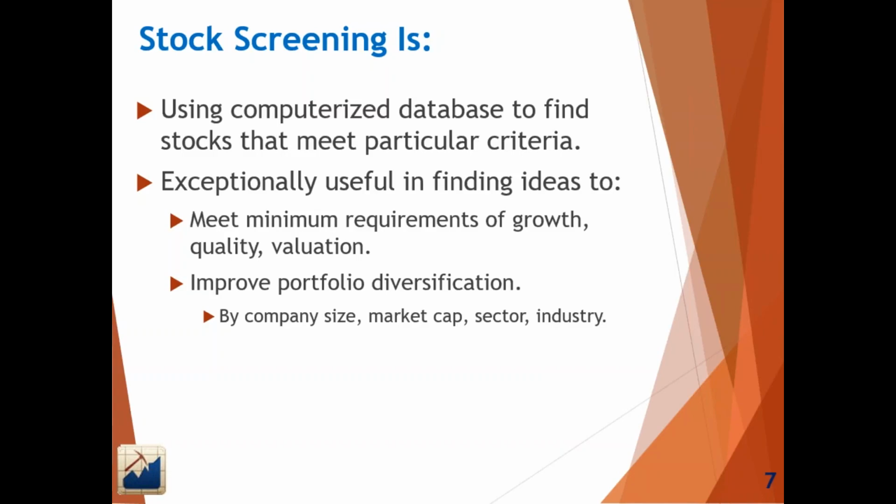But we think that screening tools are especially useful in the Better Investing Toolkit 6 world to help you find companies that meet minimum criteria for growth rates, for quality, for valuation. And we can use these tools to help you improve diversification by looking for stocks that meet certain other attributes, such as companies of a particular size or market cap, companies in a particular sector or industry. So there's a lot of flexibility and a lot of power associated with a stock screening tool that you can utilize.